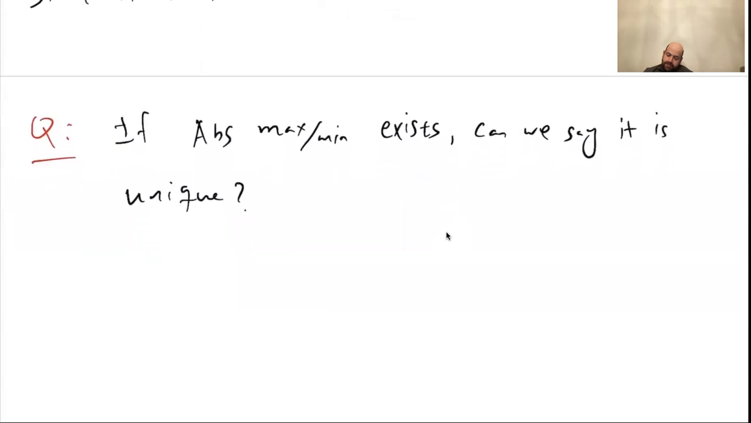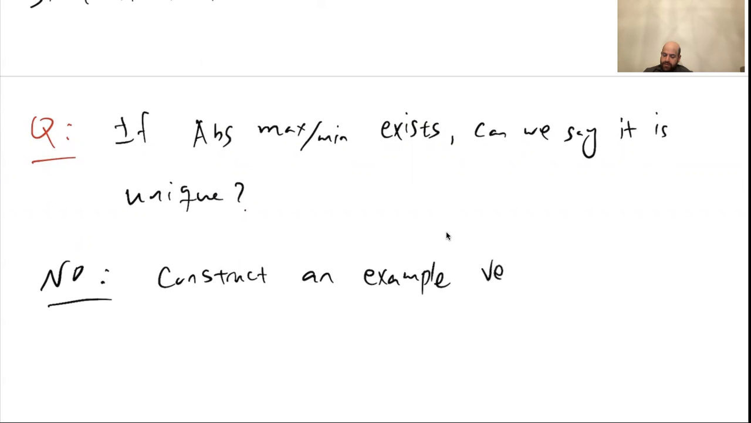It is possible. So the answer is no, it doesn't have to be unique. Construct an example verifying this fact. So please construct an example of a function that has more than one absolute max or min, or maybe both.